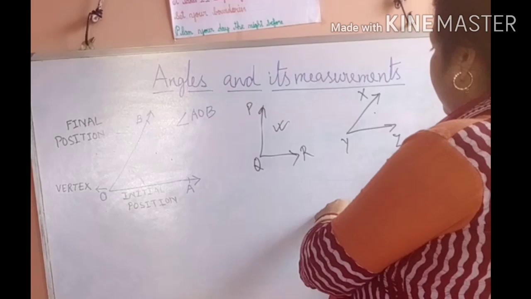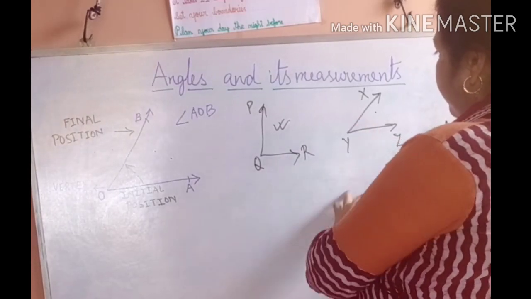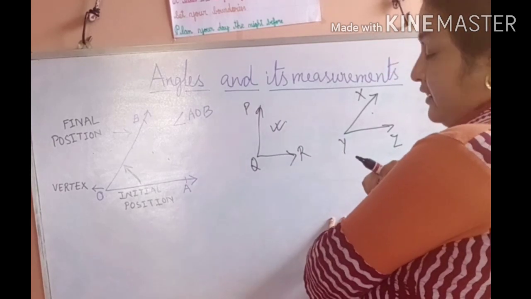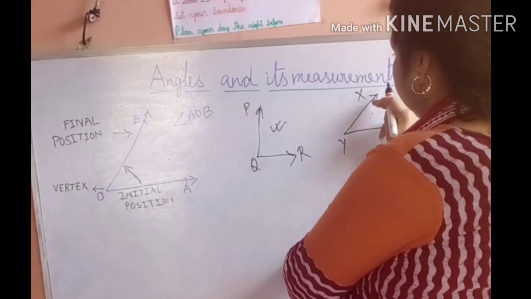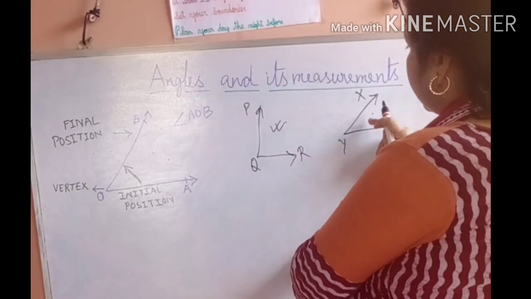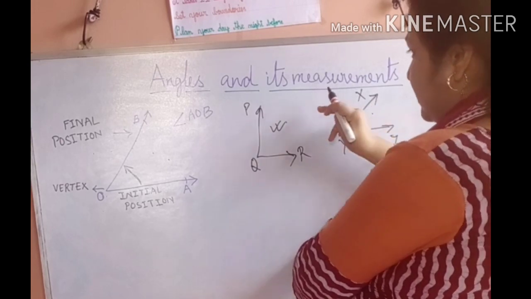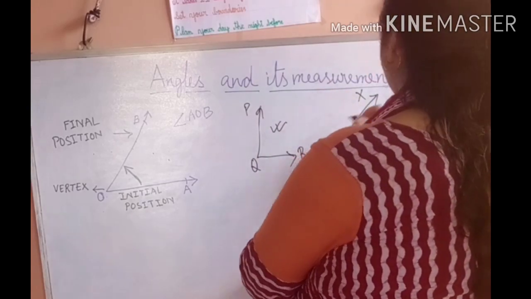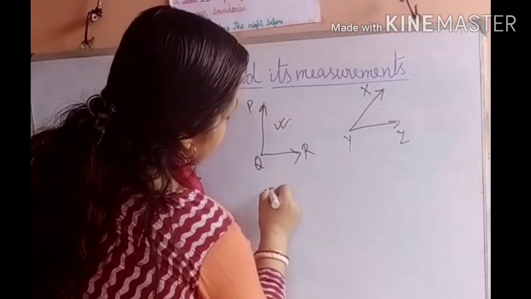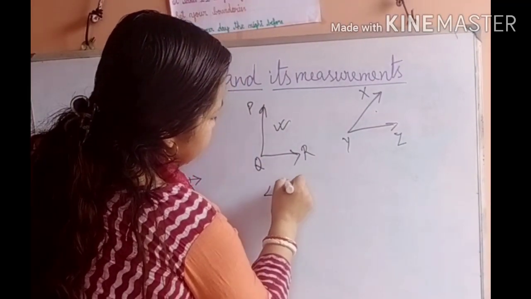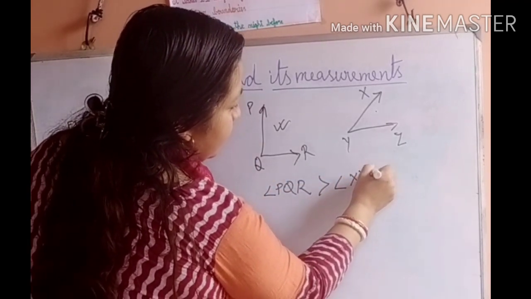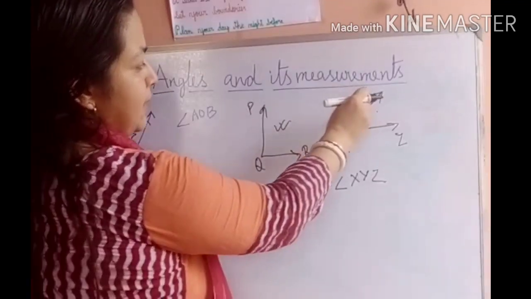Why? Because the amount of rotation in this angle is less than in this angle, right? And by simply inspecting how much this magnitude is, we can say that angle PQR is greater than angle XYZ, simply by looking at it.